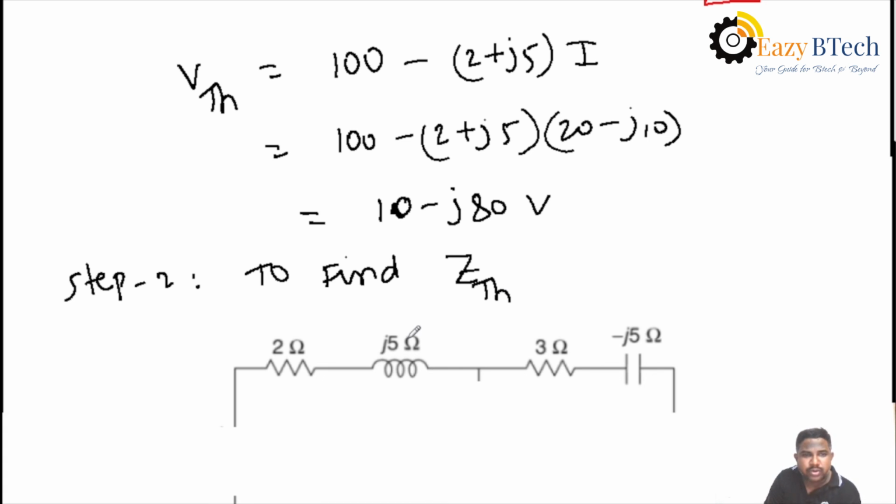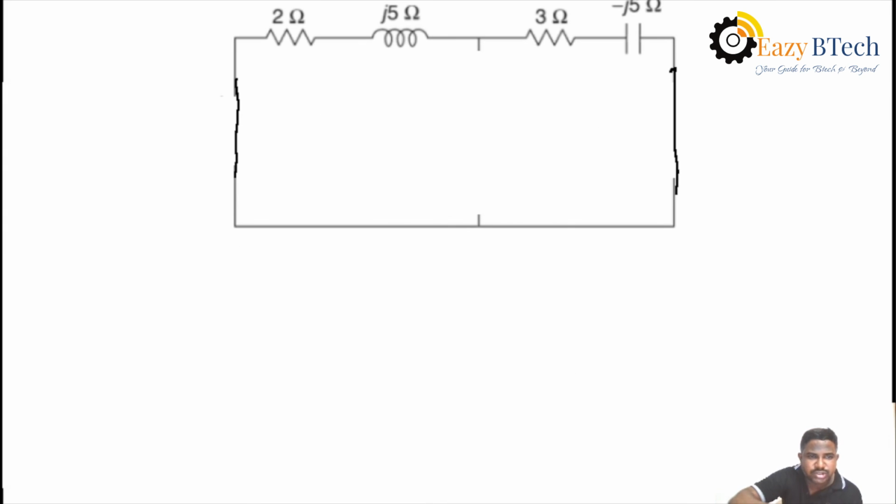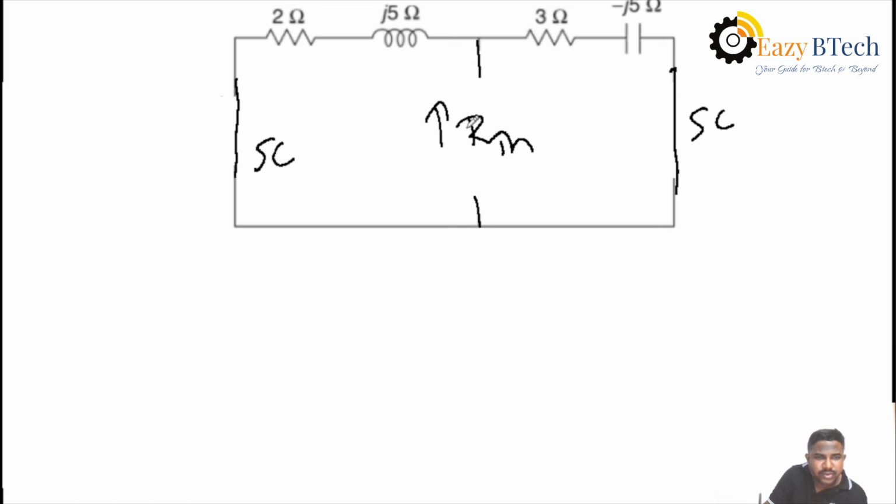In order to find out the equivalent value, all sources are eliminated. In the given circuit, the two sources are voltage sources. That's why the two sources are to be short circuited. If a current source is given, for example, then it will be open circuited. At the open circuit terminals, you have to find out R Thevenin, not Z Thevenin. That is the impedance.